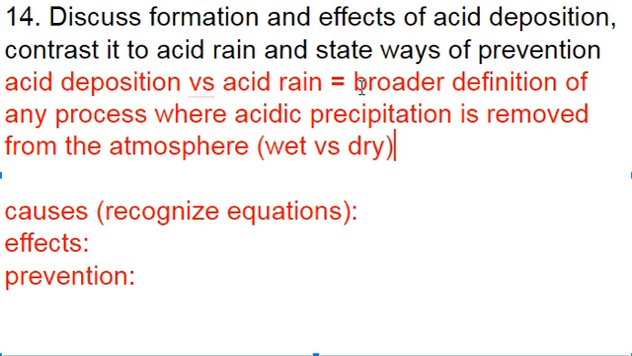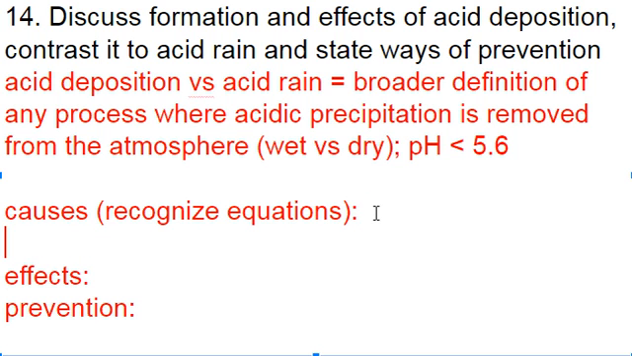So what are causes of acid rain? Well, first of all, you have to realize that when we talk about acid deposition or acid rain, we're talking about a pH that's less than 5.6, because naturally rain does pick up some acidity due to the CO2 dissolving in it to form a weak carbonic acid. So causes are going to be things like SO2 from coal is a big one.